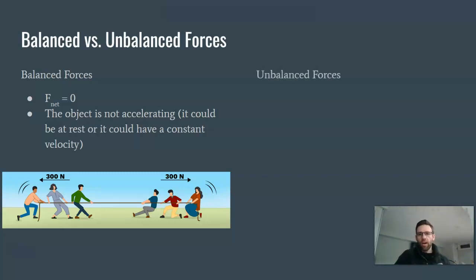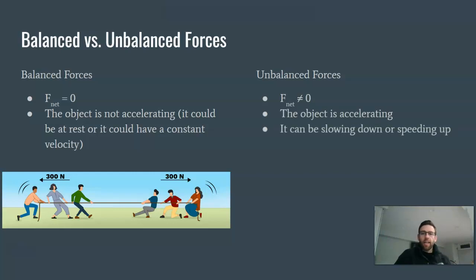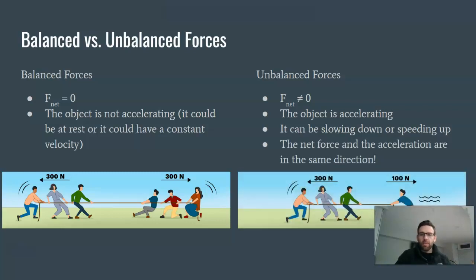Now, on the other hand, you can have unbalanced forces where the net force is not zero. That means the object is accelerating. It can be slowing down or speeding up. The key here is that the velocity is changing, and the net force and the acceleration are in the same direction. And here's a little diagram of that. That would be like one team pulling with way more force than the other team. They're going to start to build up some momentum and be able to pull that rope away from the other team.